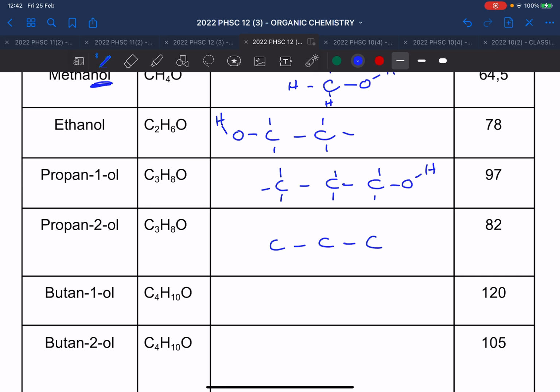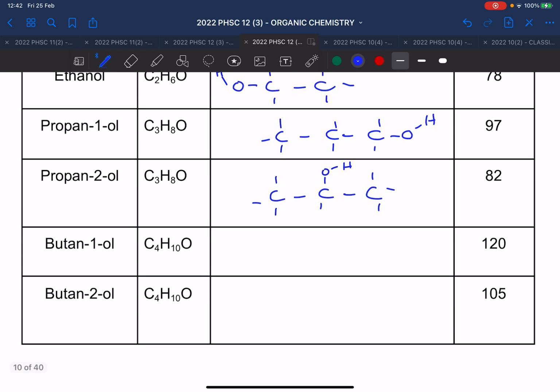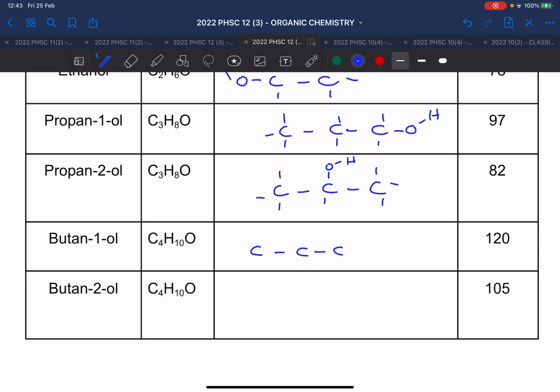Okay. Propan-2-ol tells you on the second carbon, there's an ol. So on the second carbon, I have an ol. Okay, then the next one, butan-1-ol. But means 4. 1-ol tells you on the first carbon you have a hydroxyl group.